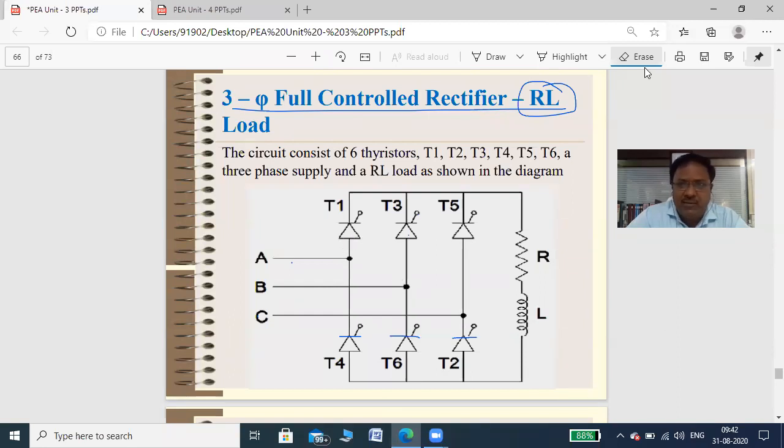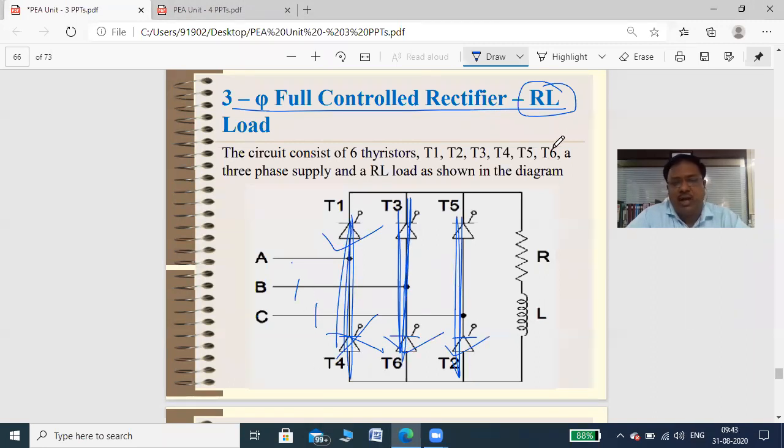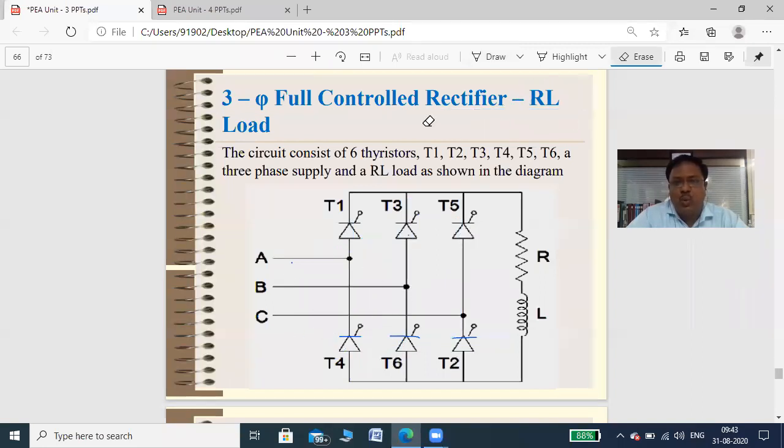If T1 is conducting, it means that T4 never conducts, because A is positive, so T1 is forward biased. At that time, either B is more negative or C is more negative. If B is more negative, then T6 conducts, T1, T6. If C is more negative, then T1, T2 conduct, and so on. Keep in mind, in the same arm, T3 and T6, or T5 and T2, or T1 and T4 will never conduct at the same time. If they conduct, it means that your circuit has failed to work. So both SCRs in the same arm never conduct.